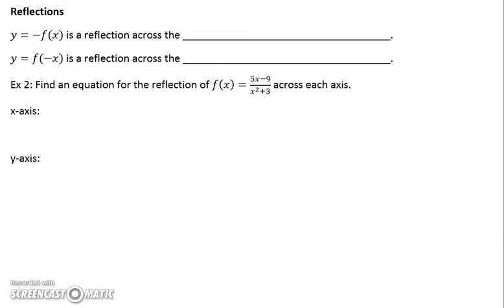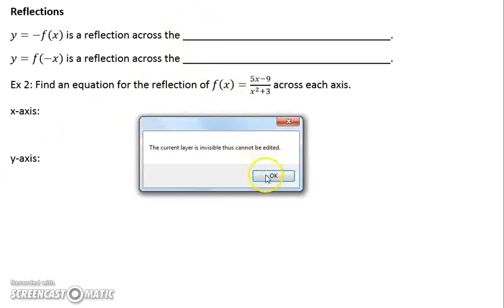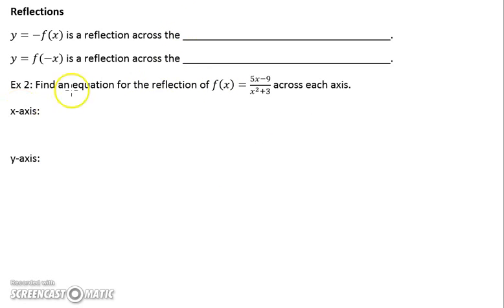We can also talk about reflections. So if we have something like y equals negative f of x, that's going to be a reflection across the x-axis. And if we see y equals f of negative x, that's going to be a reflection across the y-axis. So we're either multiplying our function by a negative value or multiplying our x by a negative value.